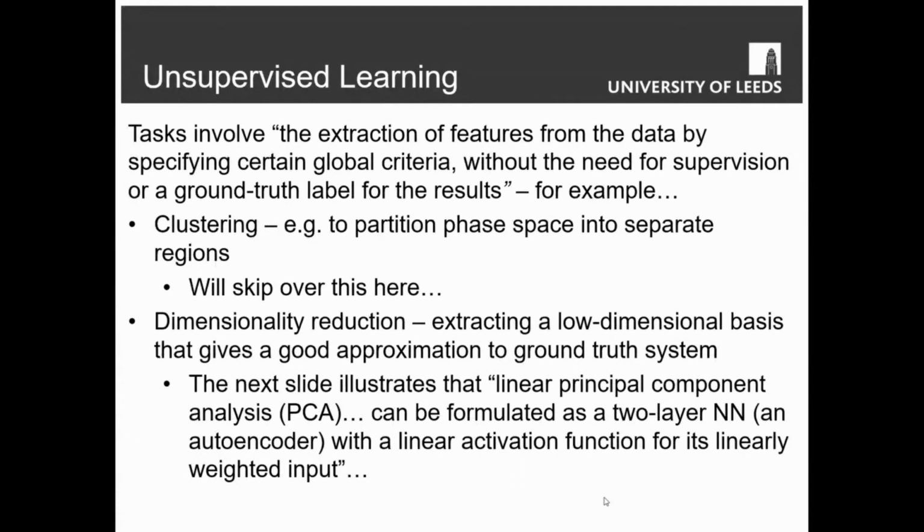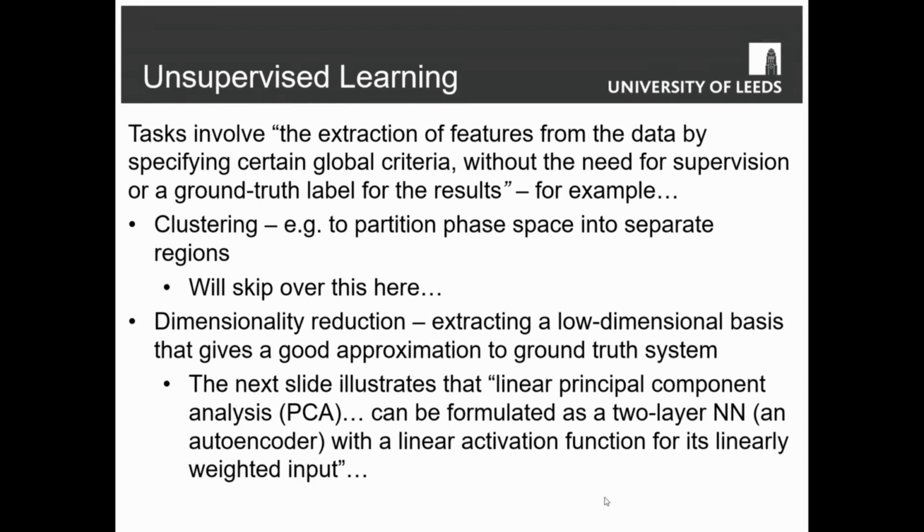So let me talk a little bit about unsupervised learning, and then maybe I'll skip through a few bits to the end. So unsupervised learning is the other end of the extreme, where we try to use our learning machine in order to extract information, but without necessarily having reference to the ground truth data. And there are a number of important applications of unsupervised learning in fluid dynamics and in machine learning generally. One of them is something called clustering, but I've already said I'm going to skip that. But the other one that I'll talk a little bit about is so-called dimensional reduction. So the idea is, can we extract a very low dimensional basis that gives a good approximation to the ground truth system?